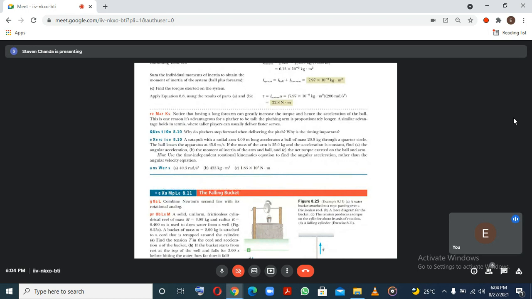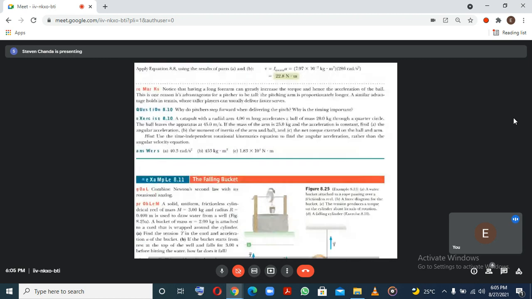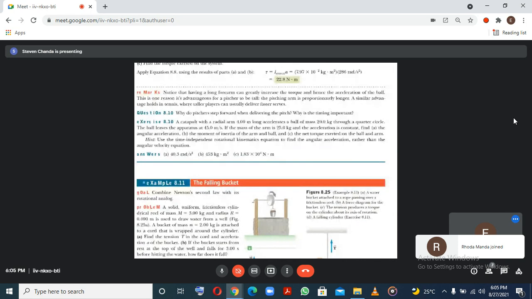A solid, uniform, frictionless cylindrical ring of mass m, 3 kg, and radius r, 0.4 meters, is used to draw water from a well. So remember, the cylindrical wheel is the one to which the rope has been tied. Let's take note of that. Then a bucket of mass 2 kg is attached to a cord that is wrapped around the cylinder.